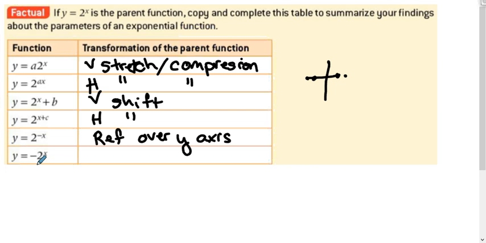Versus here, this negative is down below, which means it's affecting your y. Therefore, it's a reflection over the x-axis. Because if that's the case, then I have a value up here, we change its negativity, it goes down here and vice versa. So that's reflecting over the x-axis.